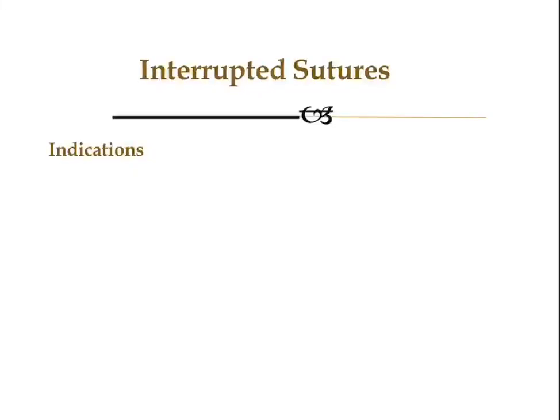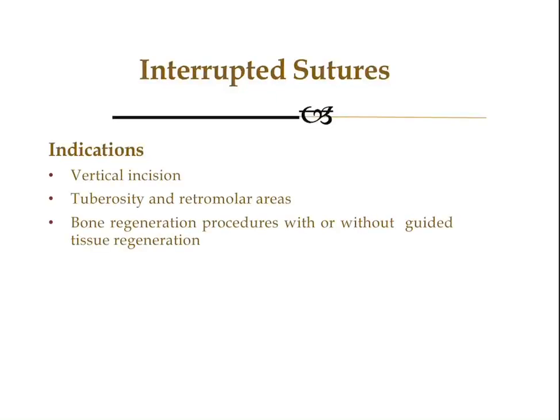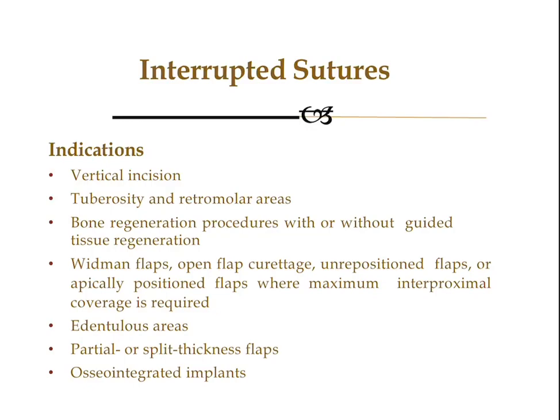It is the type of suture which is not continuous and is taken in most cases with a break. The indications of interrupted sutures are where a vertical incision is given, in the tuberosity and retromolar areas, in GTR, that is bone regeneration procedures, in Wiedemann flaps, in normal open flap curettage, and in edentulous areas as well.